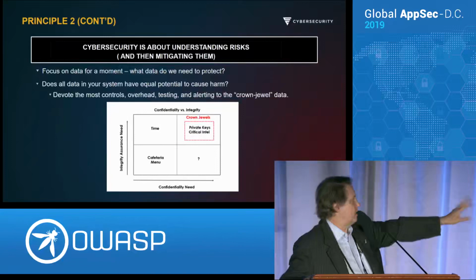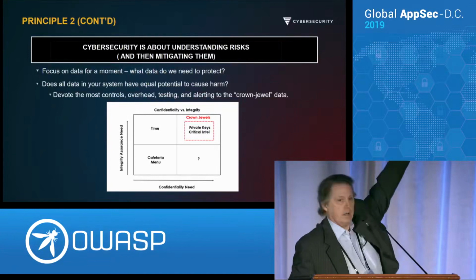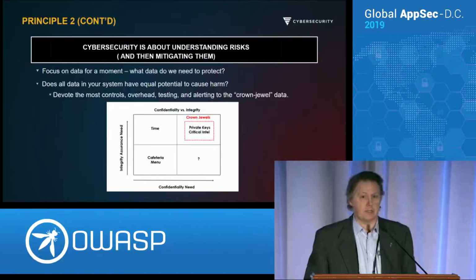And then the vertical axis, same thing for integrity, right? If someone could compromise the integrity, then higher up, the impact is very serious.